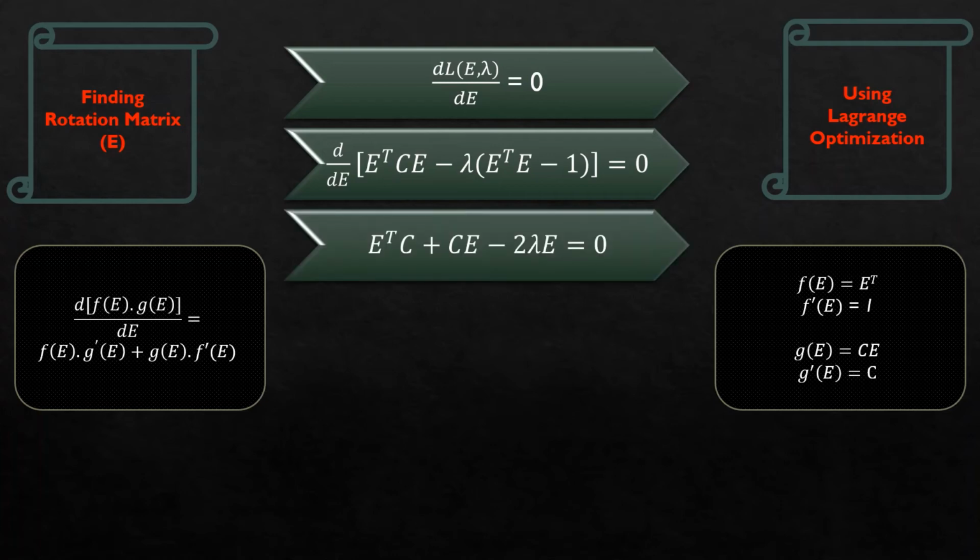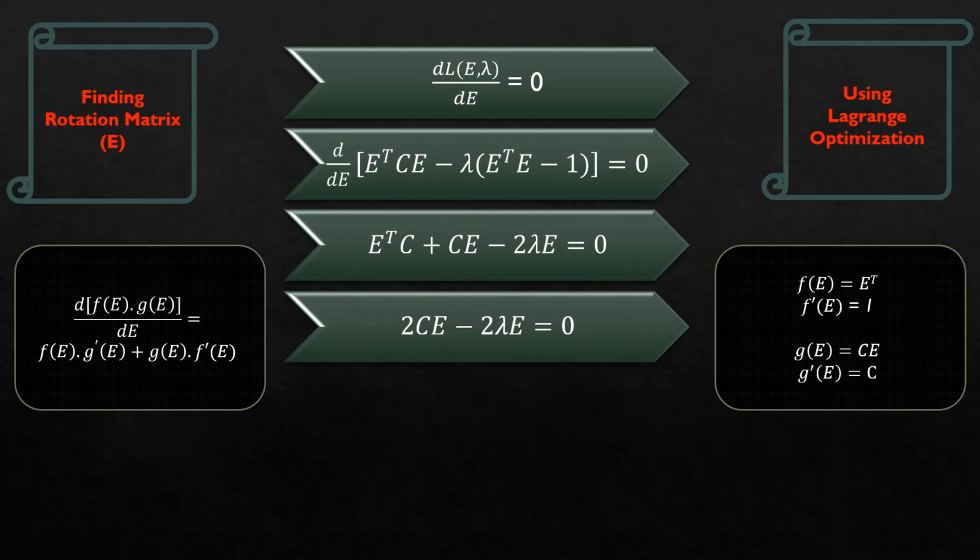Differentiation of f of E into g of E by dE is equal to f of E into differentiation of g of E plus g of E into differentiation of f of E. Assume f of E is E transpose and g of E is CE. Applying the formula, we get E transpose CE. When we differentiate, we get E transpose into C plus CE. Differentiating E transpose E, we get twice lambda E.